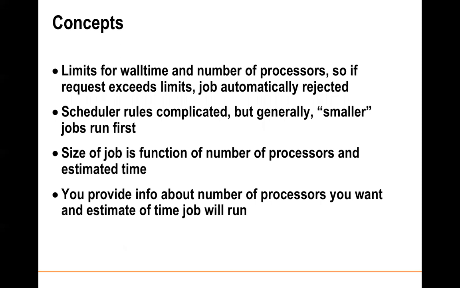All right. So there are limits for wall time, so you don't have infinite wall time. There are limits for number of processors, so you can't ask for the entire machine all the time. If a request exceeds some limit, whatever that limit happens to be, the job will usually automatically get rejected. Now, sometimes the job will go ahead and get put in the queue, but then it'll never run because it may be asking for something that just doesn't exist.